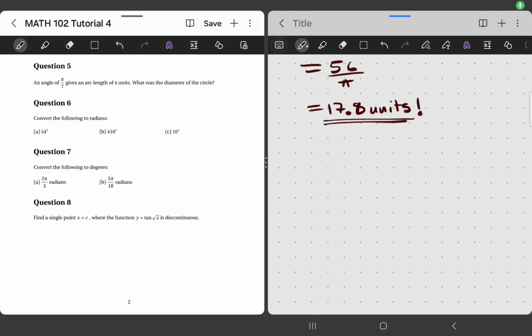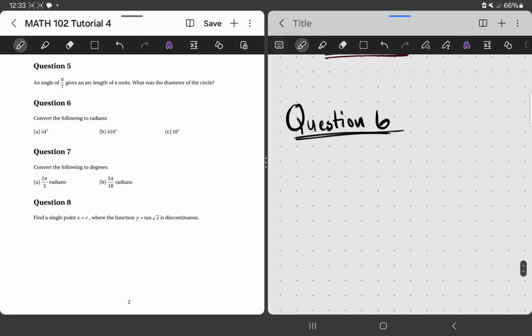Now we are going through question 6, okay? Now we do question 6. So question 6 now says, convert the following to radians.